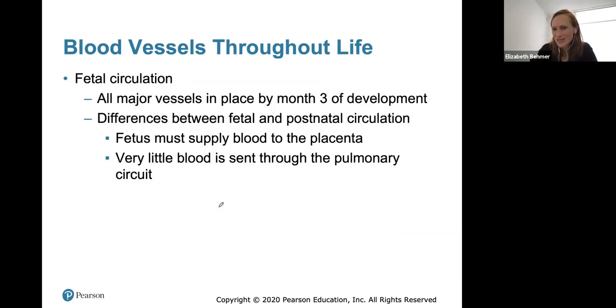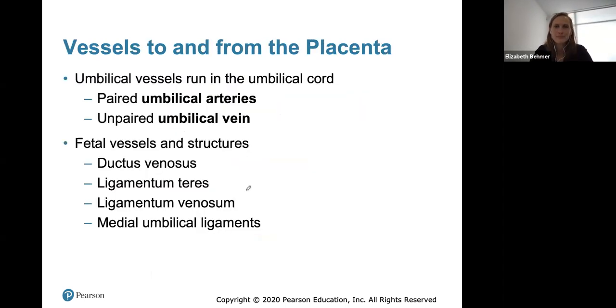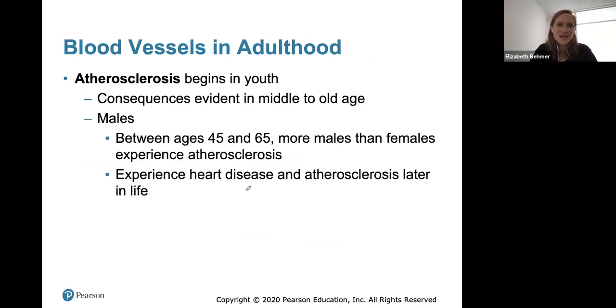Fetal circulation, I don't ask you guys questions about fetal circulation, but this is, again, kind of interesting to see how fetal circulation develops in the womb. Blood will bypass the lungs because the lungs aren't fully developed in a fetus. So you have different changes in the heart, which I talked a little bit about in the last chapter. And you can see how the placenta will oxygenate fetal blood, and that oxygenated blood will travel to the heart for then distribution. Vessels to and from the placenta, shunts away from the pulmonary circuit, again, because the lungs aren't fully developed yet.